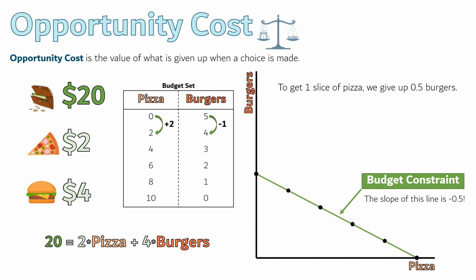We can also look at this from the other direction. To get one burger, we have to give up 2 slices of pizza. This one is nice because we don't have to do any dividing, but the opportunity cost of one burger is 2 slices of pizza. The buyer's problem is deciding which of these bundles we really actually want to buy. And what we will see is that this depends on the opportunity cost. And the opportunity cost is determined not by the absolute price of each item, but by the relative prices of each item.